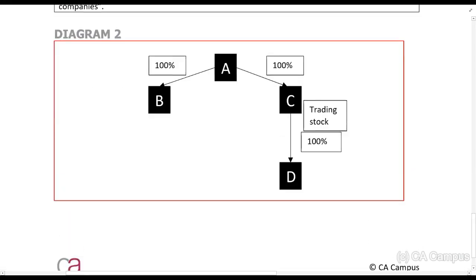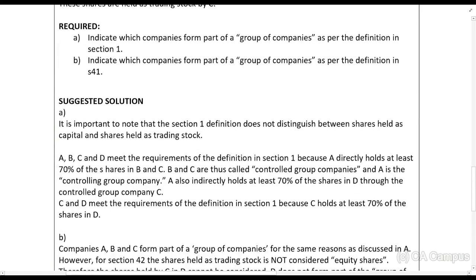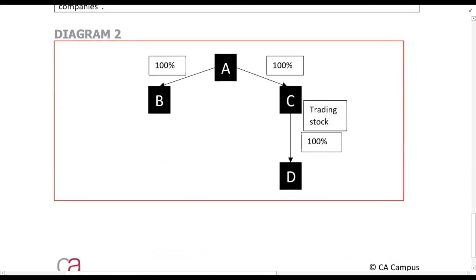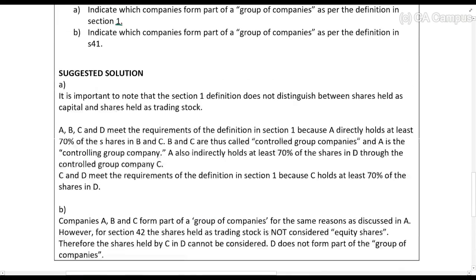So here's our diagram again. Are they a group of companies for Section 1? Section 1 doesn't talk about trading stock or anything like that. So A holds at least 70% of the shares in B. So yes, that's a group company. A holds at least 70% of the shares in C, group company. C holds 70% or more in D, so group company. And because A holds shares in C, it indirectly holds D as well. So all of these companies are a group of companies in Section 1.